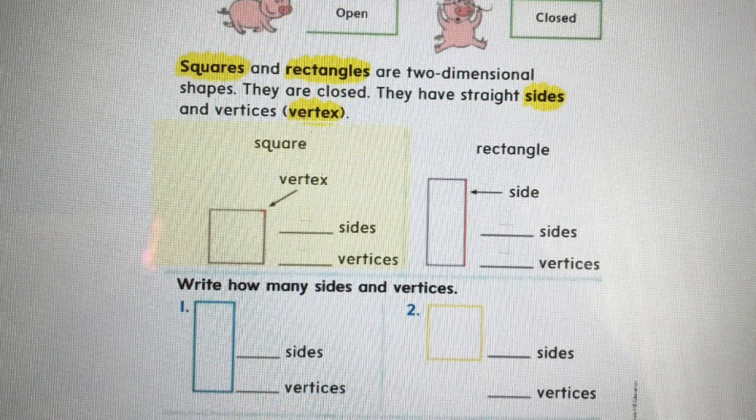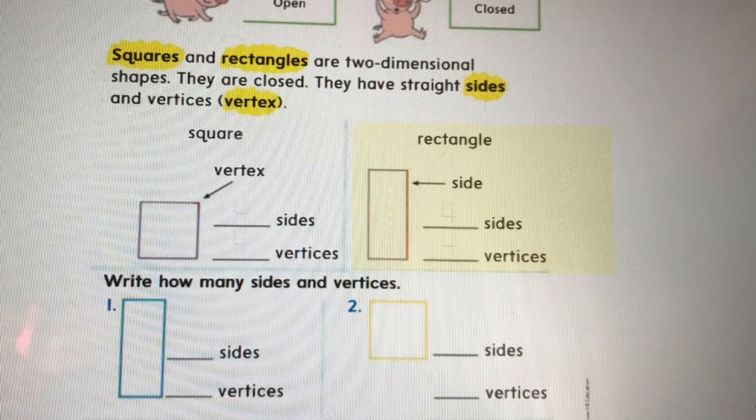Now, if you look closer at the square, there's an arrow pointing to the vertex. It's kind of like the corner of the square. And if we counted all the corners or all the vertices, we would see that there were 4. If we counted the sides, there would be 4. So trace over with your pencil over the numbers 4 and 4 for the square. That's how you're going to be able to tell how many sides and how many vertices there are on these two-dimensional shapes. We'll work on the rectangle next.